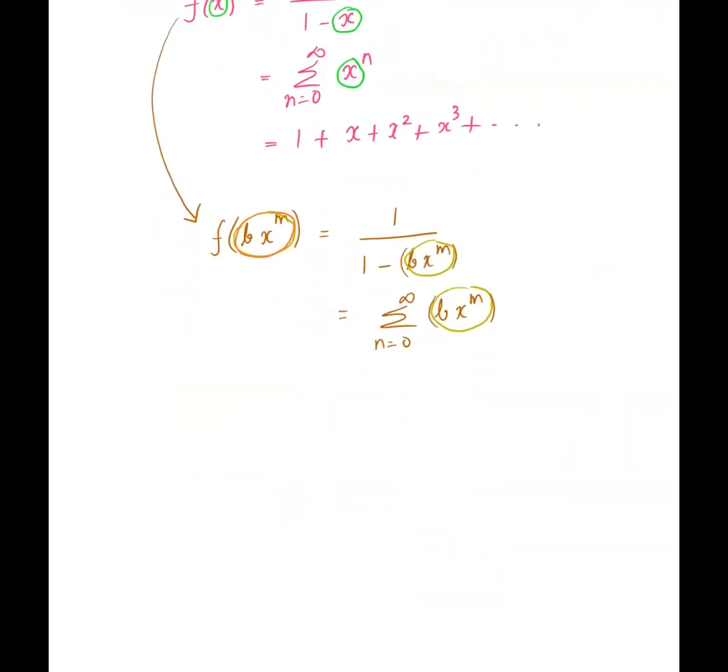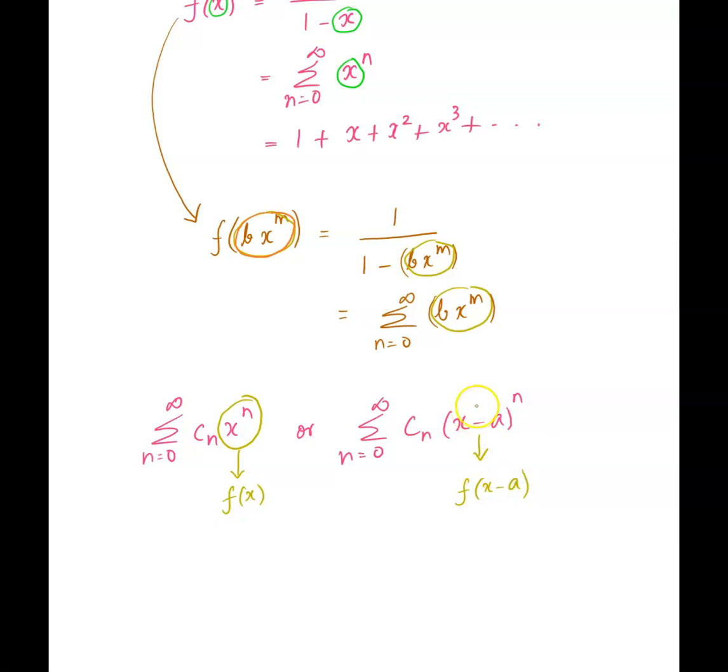So let me write that as well. The general series for us is summation c_n x^n, right? This is centered at 0. If it was centered at a, then you had (x minus a)^n. And if you recall just now, we saw that this c_n x^n, where c_n was some other constant, is what is represented as f of x. And here, if it's x minus a, that will be f of x minus a, right?